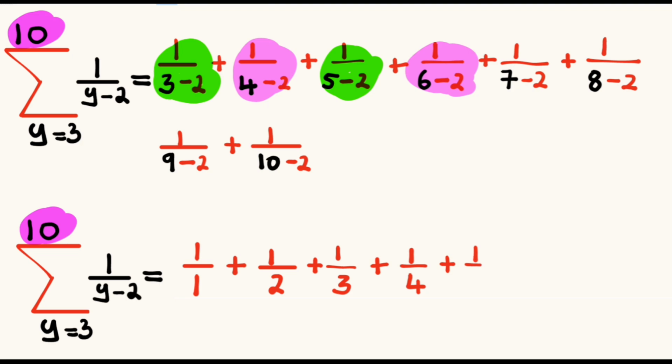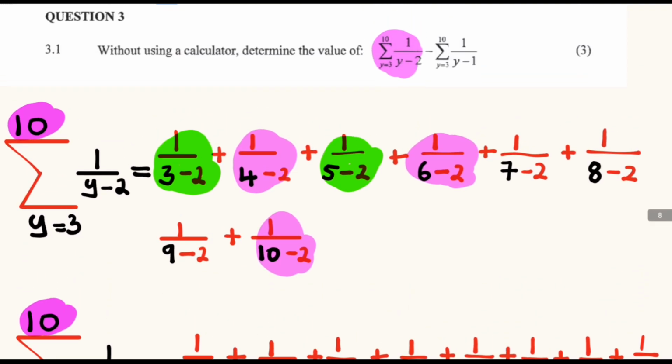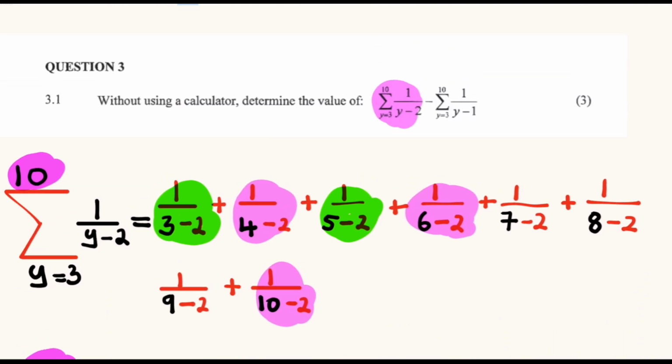plus 1 divided by the 7 minus 2, which is 5, plus 1 divided by 8 minus 2, and 8 minus 2 is equal to 6, plus 1 divided by 9 minus 2 which is 7, plus 1 divided by the 10 minus 2, which is equal to 8. Or if you want, on the first step, you can just sum everything up without simplifying to the second step. So for the second summation, let's write this properly.